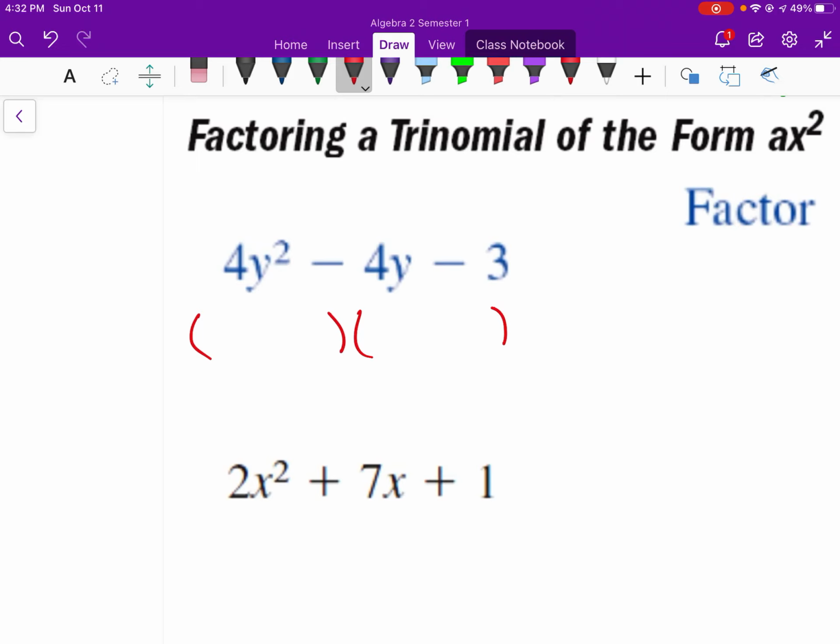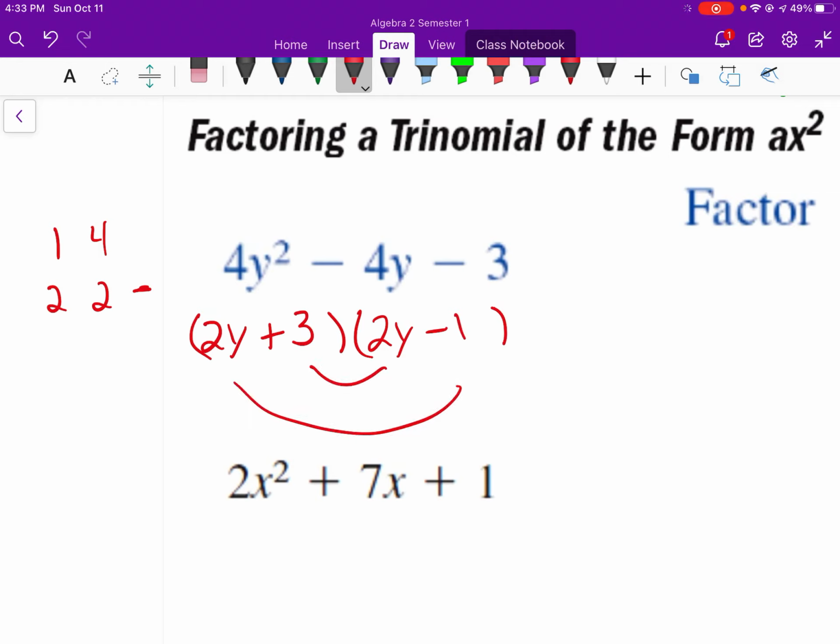Now we have to think, okay, how can I multiply and get 4y squared? I can either use 4y and y or 2y and 2y. I'm always going to attempt the middle, okay? Because again, 1 and 4 or 2 and 2. I'm going to try this first. The signs in their factored form do not change. They are negative and negative, so we have to have opposite in here. And the only way to get 3 is 3 and 1, okay? So you can go ahead and just plug 3 and 1 in there and then check.